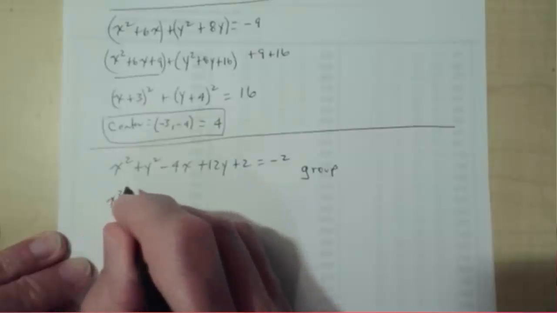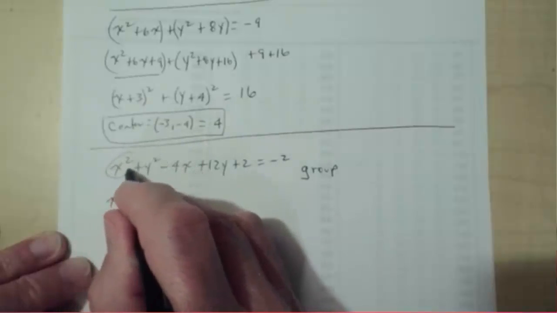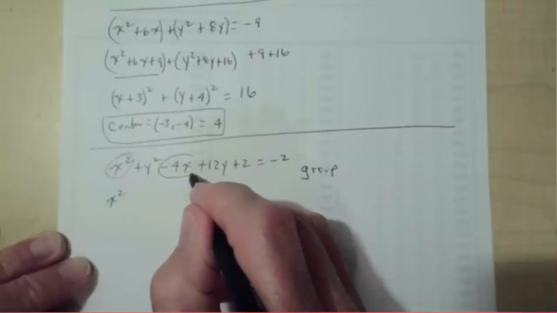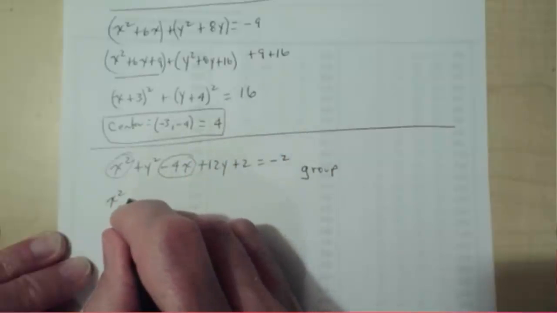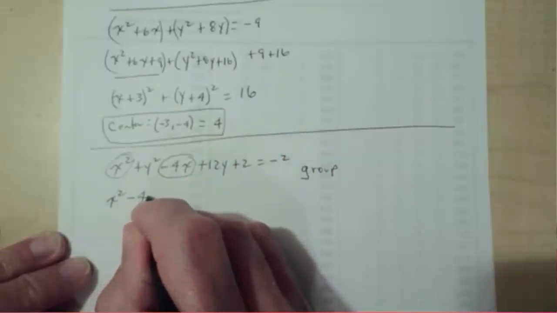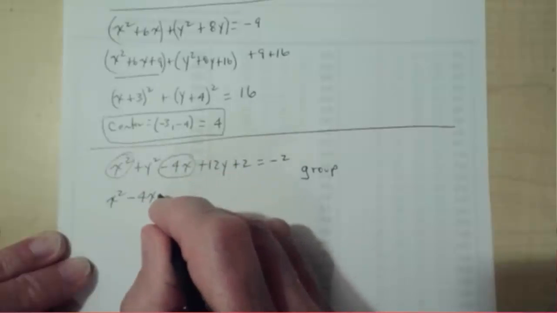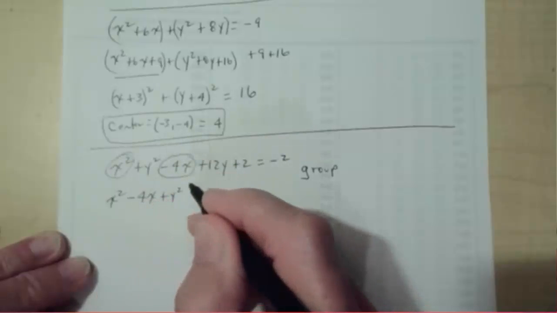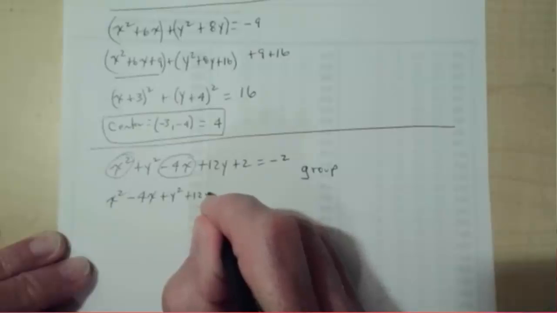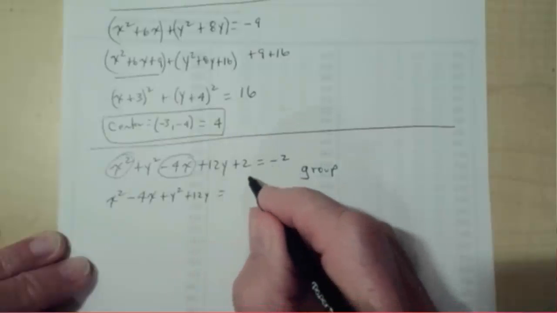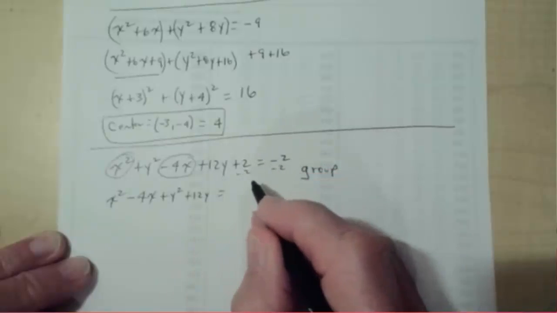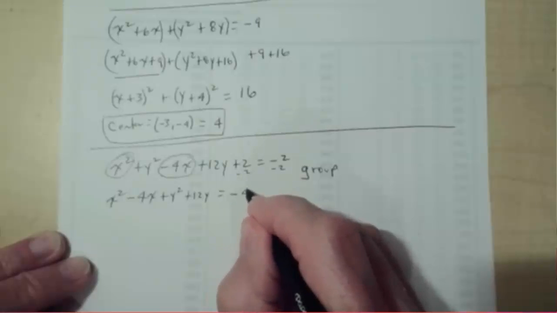So we get x squared minus 4x plus y squared plus 12y equals, I'm going to subtract 2 from each side, equals a negative 4.